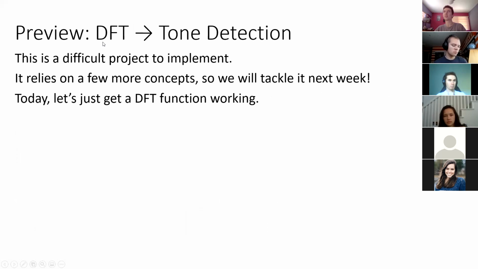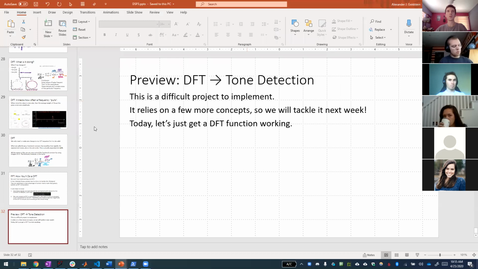So where this is going is that we can take this DFT once we have it, and be given some tones and detect what tone is actually being input. It's not a super easy project idea to implement, and there are one or two things that need to be explained. So we'll look at it next week. Today, we're just going to look at the DFT function, but we'll see how this goes.